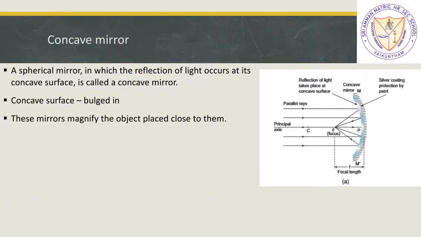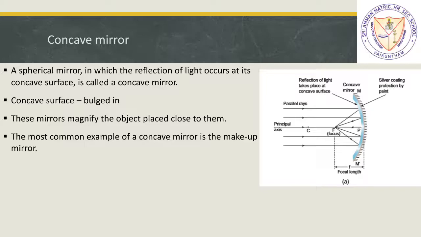These mirrors magnify the objects placed close to them. So what is the property of this mirror? It always helps in magnifying, enlarging. If a small object is kept, it makes the image bigger. If any object is kept close to it, it magnifies it, it enlarges it. The most common example of a concave mirror is your makeup mirror, which is very small, which you will get in a makeup kit, right? It will be round in shape and you can see it clearly. It will be very small and it will help in enlarging things, right? So it's commonly used in makeup kits. So makeup mirrors are nothing but concave mirrors.